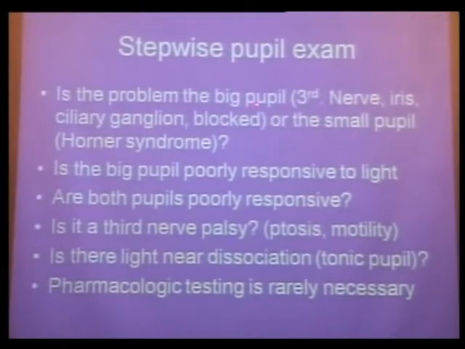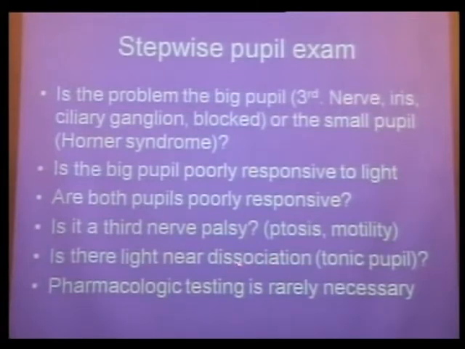So, if the problem is the big pupil, third palsy is the thing you need to worry about. You're going to try and differentiate whether it's Adie's tonic pupil or not, that's the ganglion, or whether it's pharmacologically blocked. If it's the small pupil, it's really down to physiologic anisocoria, pharmacologic miosis, but the pupil reaction will be poor in that setting, and Horner syndrome. So if the big pupil is poorly responsive to light, then you want to know if it's one or both pupils. And really critically, the only thing you really need to worry about is third palsy. There are some things that are bad associated with Adie's tonic pupil, but they're rare.